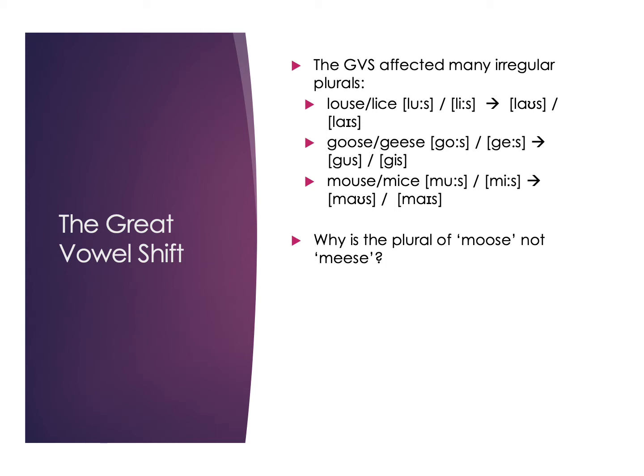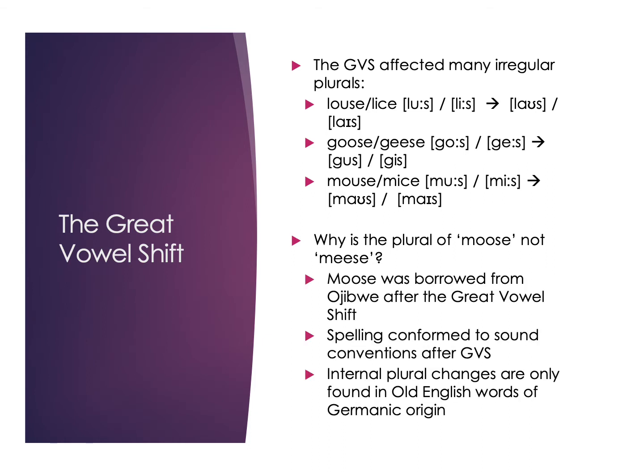And in this case, you can also tell when words entered the language based on what kinds of sound changes have taken place. So in the case of moose, we didn't have moose in England. They only existed in America. So we borrowed this from Ojibwe, and this was long after the Great Vowel Shift had taken place. By the time people started colonizing America, the Great Vowel Shift had already pretty much finished. So they were already pronouncing things with the more modern pronunciations. And then they just conformed the spelling to the sound conventions we had. So that O in goose now had an oo sound, so we just spelled it similarly because it sounded similar.